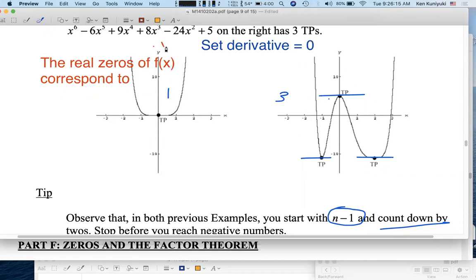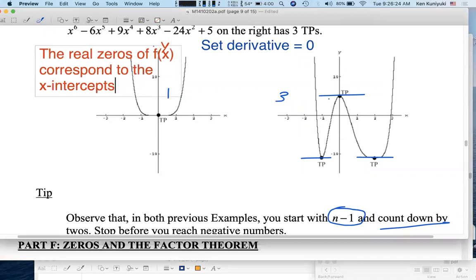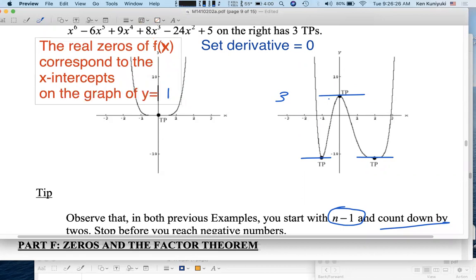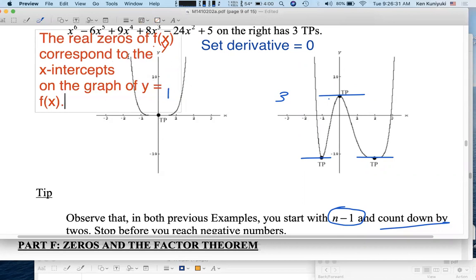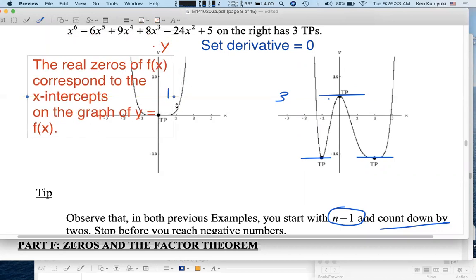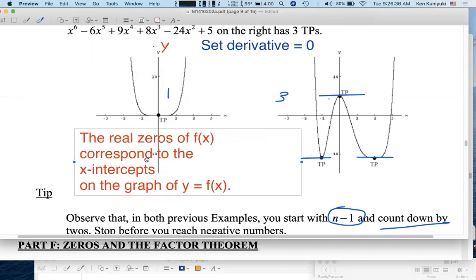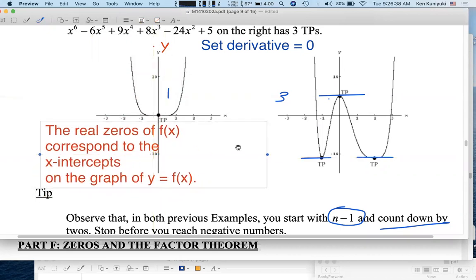Remember, f of x, think y. Where is y equal to 0? The real zeros of f of x correspond to the x-intercepts on the graph of y equals f of x. Y equals 0 at the x-intercepts.